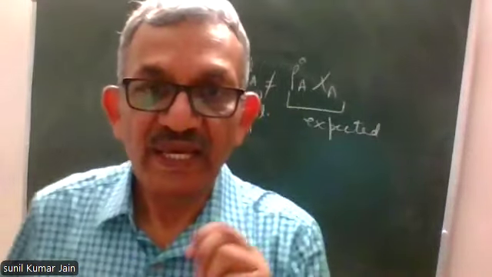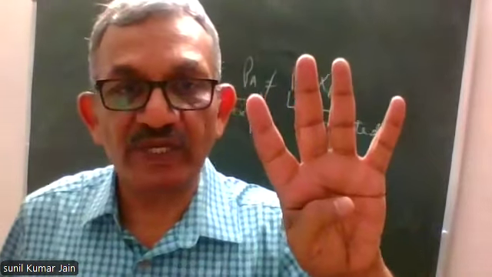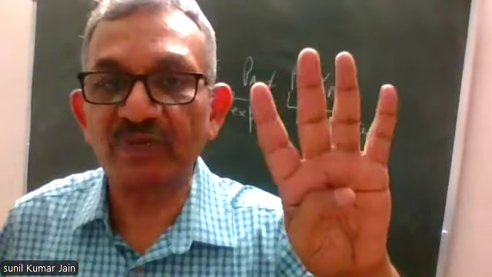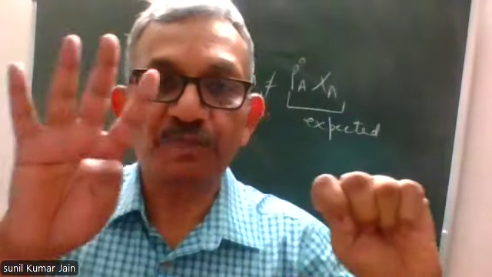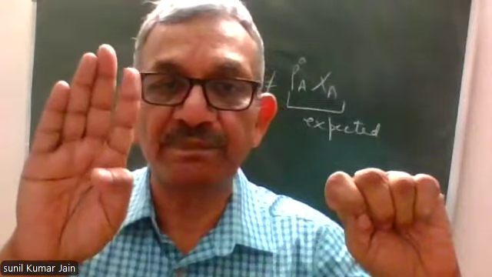Now, if I mix two components, look here, this is pure A, attractions are between A and A only. This is pure B, attractions are between B and B only.